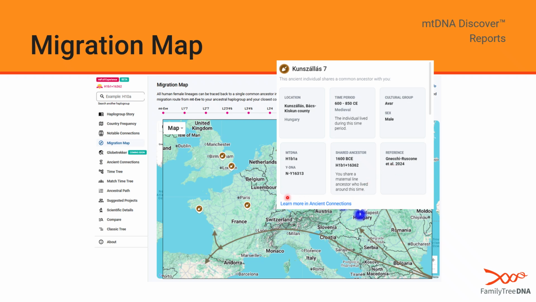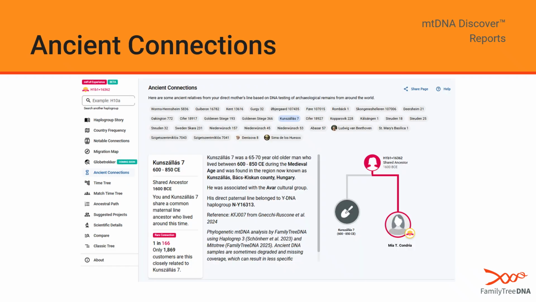You can also learn more in Ancient Connections. And Ancient Connections is another feature that you can see over here on your left. And when we go to this, it gives us some more information. It tells us a bit of the story of this individual, how rare it is in the database, and it also allows you to look for some of the other ancient connections that you have.